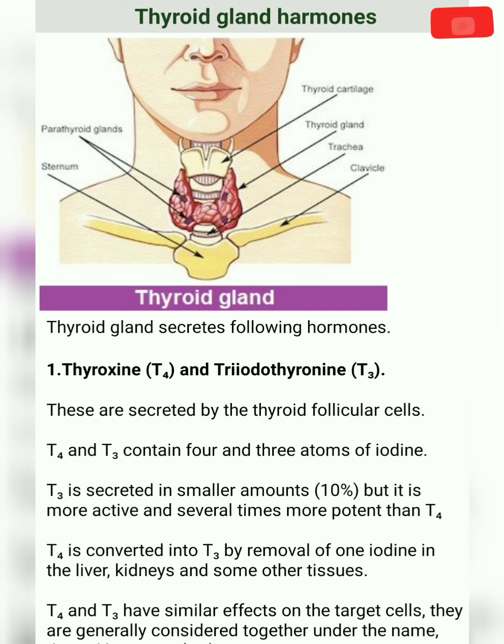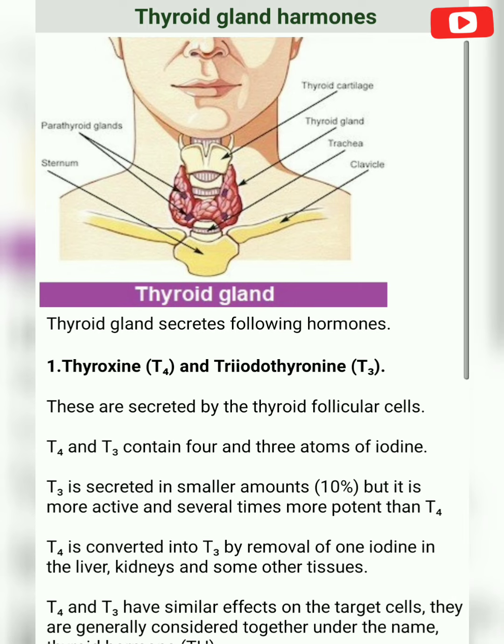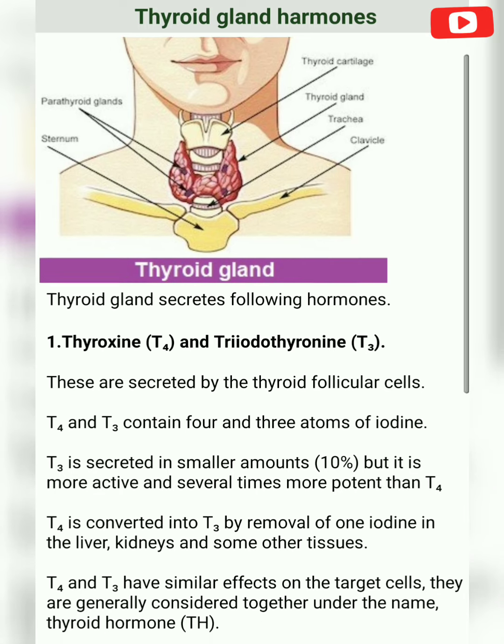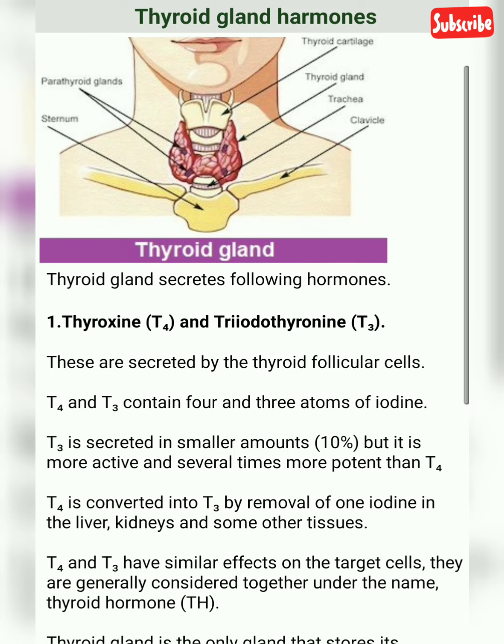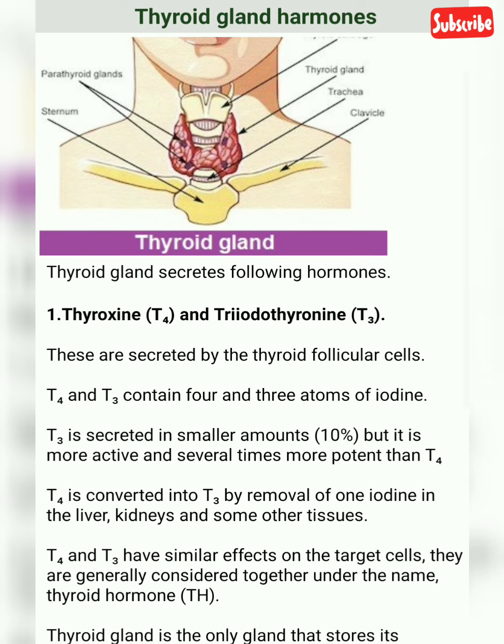Thyroid gland secretes following hormones. 1. Thyroxine T4 and triiodothyronine T3. These are secreted by the thyroid follicular cells. T4 and T3 contain 4 and 3 atoms of iodine. T3 is secreted in smaller amounts, 10%, but it is more active and several times more potent than T4.